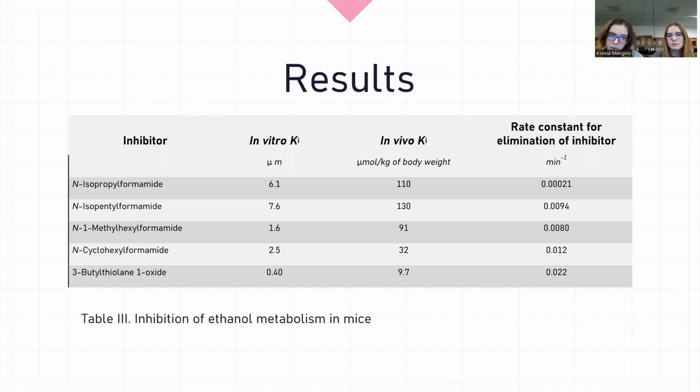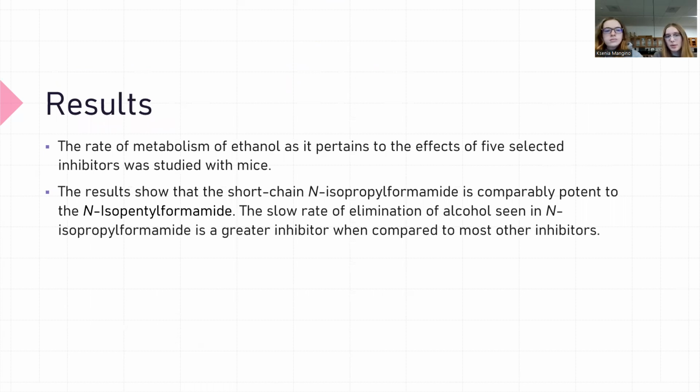As you can see in our table, by analyzing the most effective inhibitors, it was found that the formamides were very effective, especially when compared to the oxide. The rate of metabolism of ethanol as it pertains to the effects of the five selected inhibitors was studied with mice. The results show that the short-chain N-isopropylformamide is comparatively potent to the N-isopentylformamide. The slow rate of elimination of alcohol seen in N-isopropylformamide is a greater inhibitor when compared to most other inhibitors.